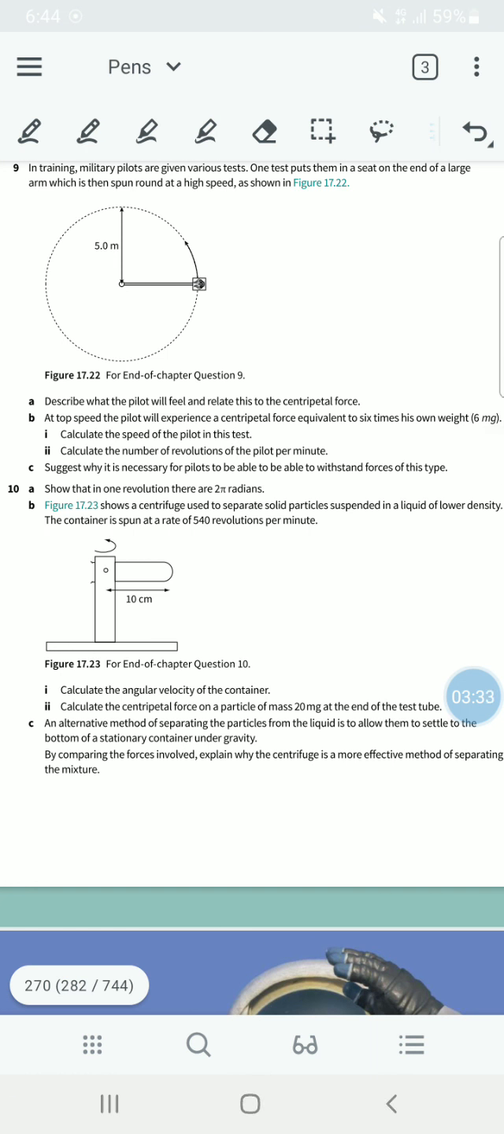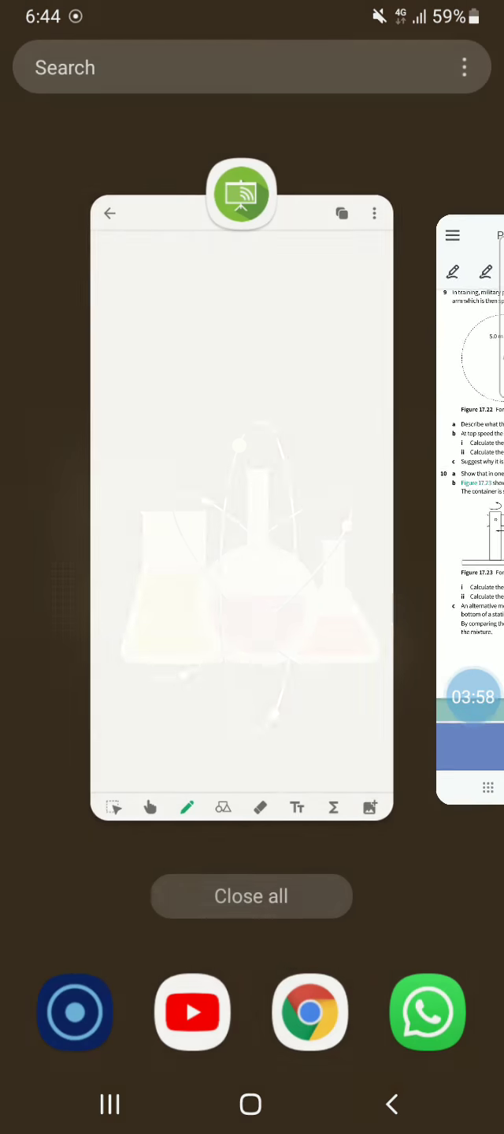Then part 2: calculate the centripetal force on a particle of mass 20 milligrams at the end of the test tube. Be very careful, because when converting milligrams into grams you multiply by 10 to the power minus 3, then grams into kilograms you multiply by another 10 to the power minus 3. So that is 10 to the power minus 6 as the multiplication.